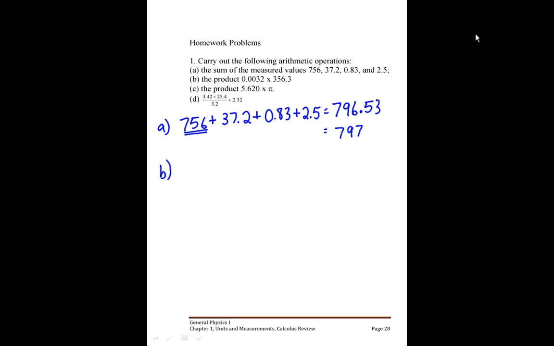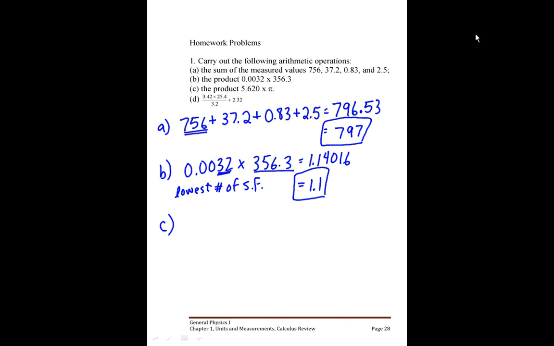In part B, we want to know the product of 0.0032 times 356.3, and with multiplication we keep the lowest number of sig figs. Alright, so if I put this in my calculator, I get 1.14016. Alright, but I have 2 significant figures on this one and 4 on this one, so I just keep 2 sig figs. That's 1.1.